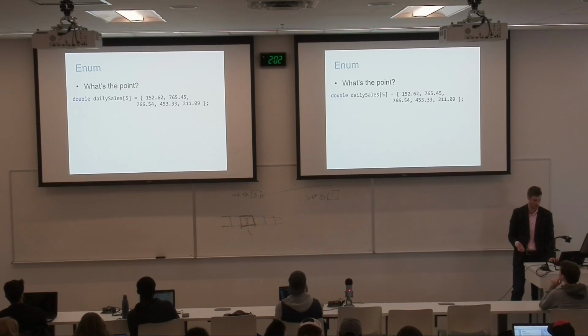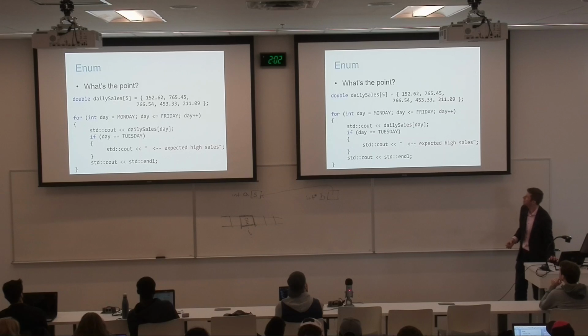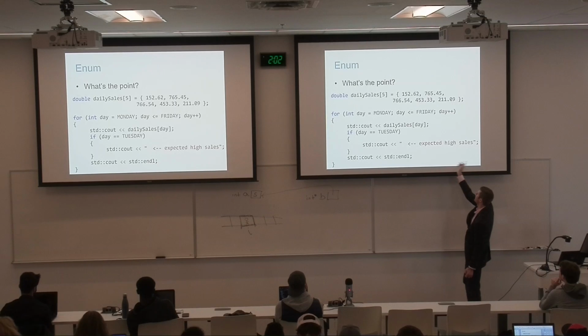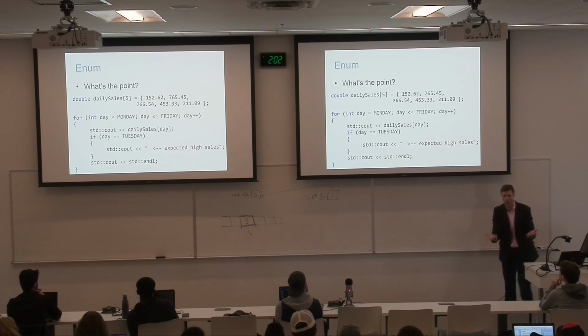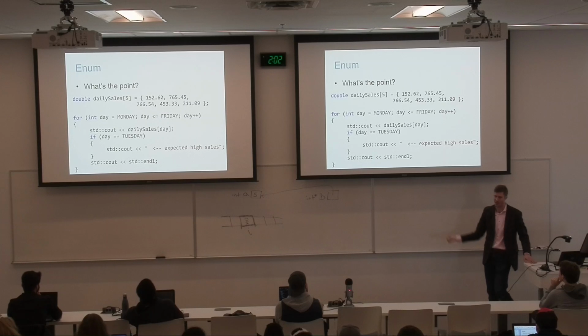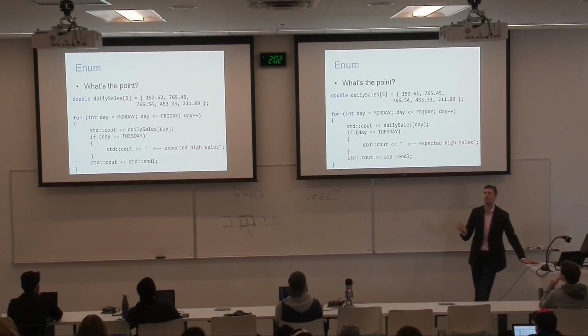So what's the point? Well, maybe I can do something like this. Int day, Monday to Friday, print out the daily sales. If the day's Tuesday, like I just said, I decide I'm going to add an extra thing like, oh, expected high sales on Tuesday. Why? I don't know why. But let's say I just want to do that. So now it gives me a way to do this, and this code becomes a little bit more interpretable, which is a good thing. We like our code to be descriptive.